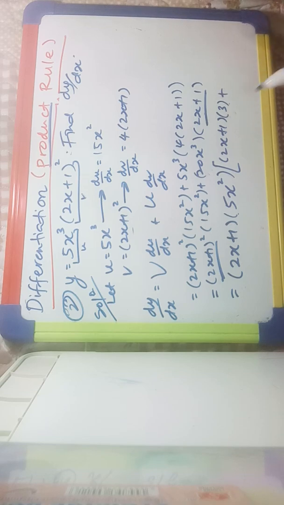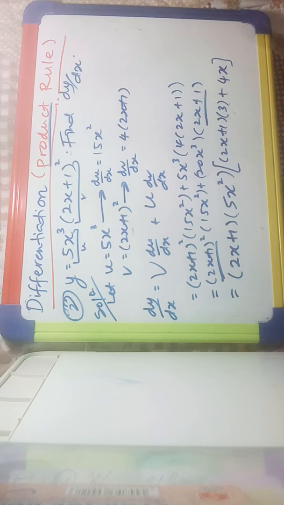Plus, second part, 20x cubed. This is 5x squared. So 5 multiplied by what to get 20? Multiplied by 4. x squared multiplied by what to get x cubed? Multiplied by x. So you put over here 4x. How about this? This is 2x plus 1. This is already 2x plus 1, so multiply by 1. So close bracket.